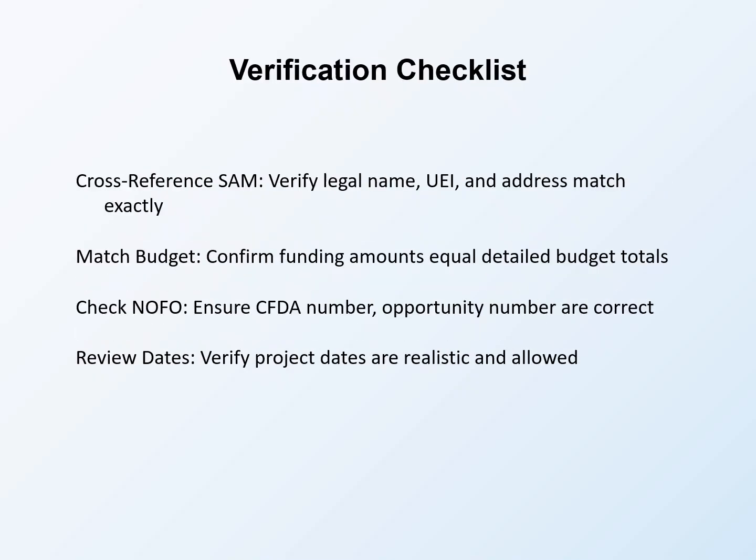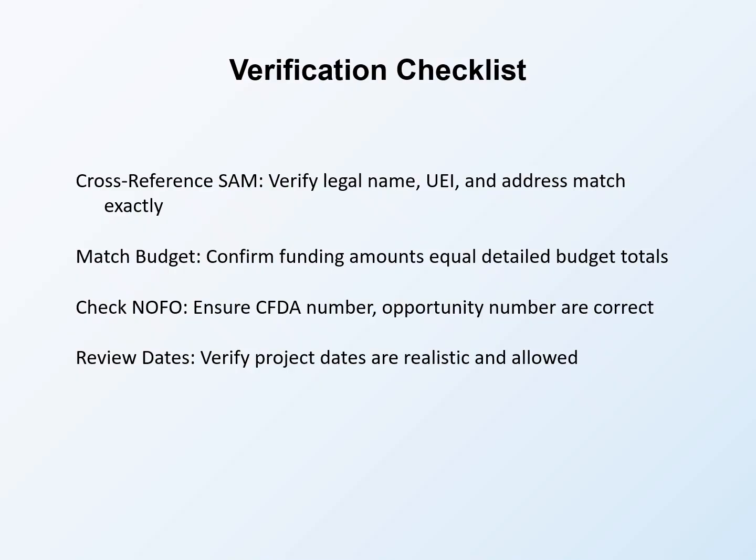Using a verification checklist before submission catches errors that might otherwise cause problems. Cross-reference SAM registration for your legal name, UEI, and address. Pull up your current SAM registration and compare each field character by character. Any discrepancy must be corrected to match SAM exactly.